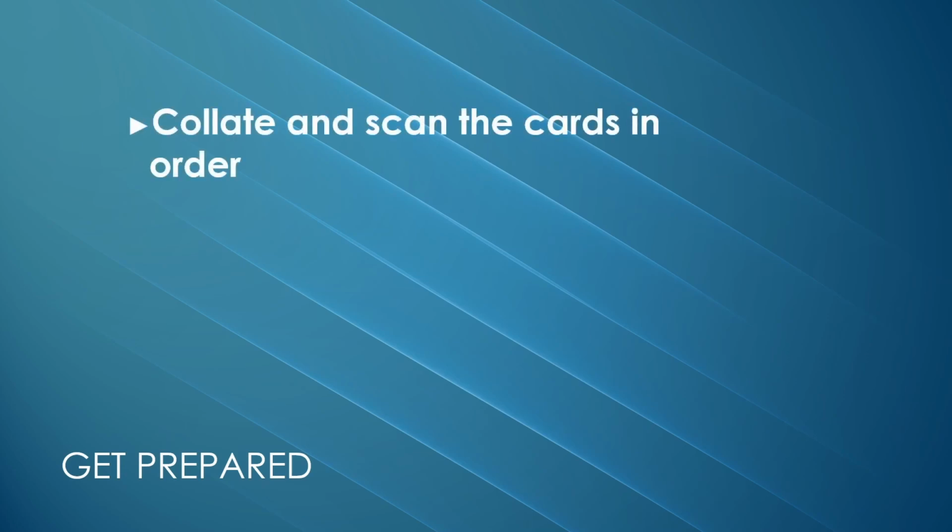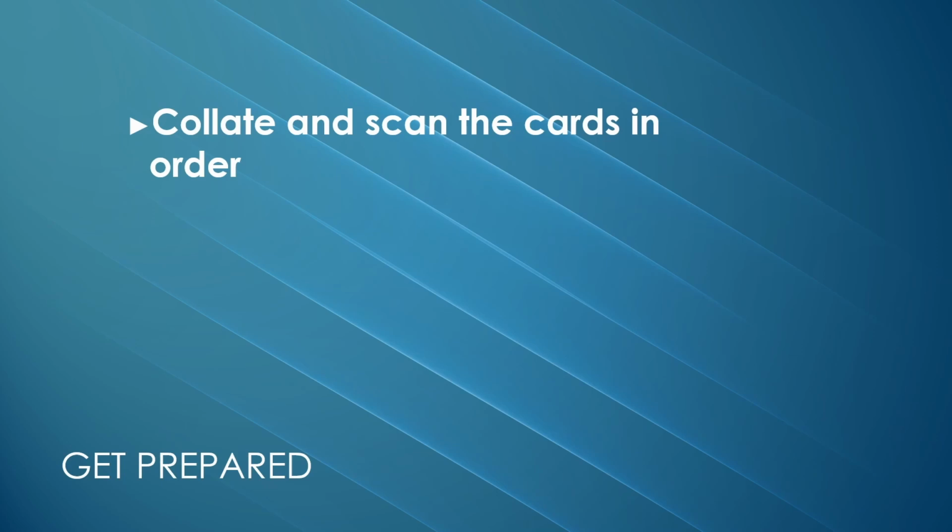So there's a couple of things that you're going to want to do to get prepared for making this process flow as smoothly as possible. Again, we're all about efficiencies when we're talking about listing here. The first thing you're going to want to do is actually collate and scan the cards in order. You're going to want to get the set in order, and then scan them in order. It will make everything go much, much, much smoother.